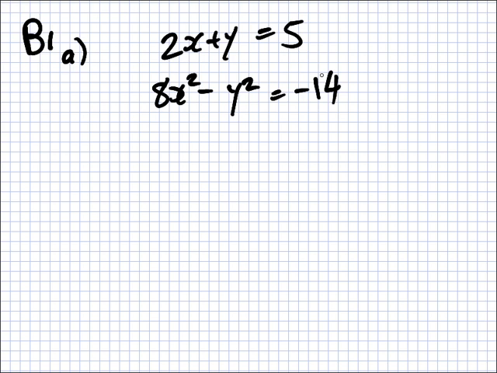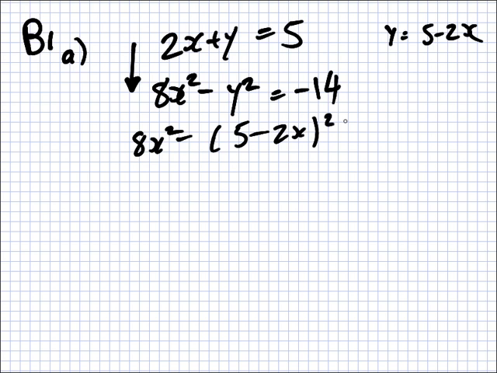Celine, Sophia, please, are we listening? So what I'll do is we'll sub the y in, because we can say y equals 5 minus 2x. So we have 8x squared minus (5 minus 2x) squared equals minus 14.